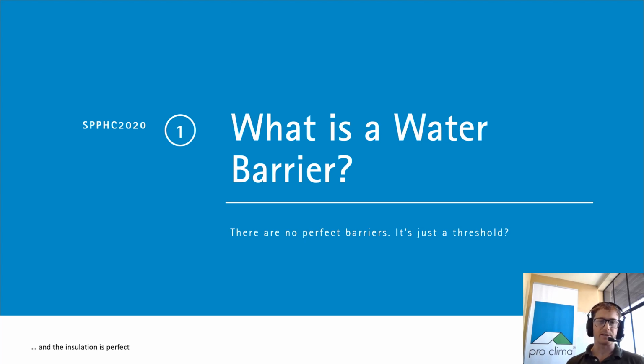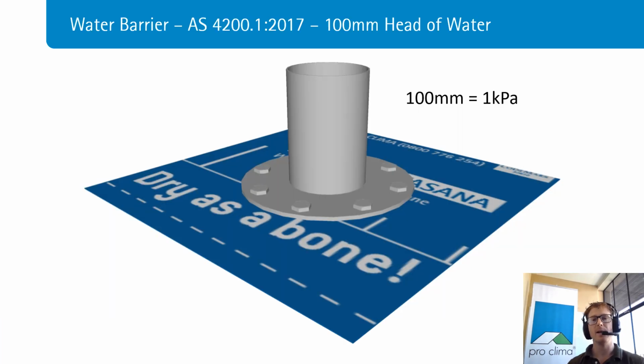So the second question we need to ask is, what is a water barrier? We need to understand that there are no perfect barriers, it's just a threshold. Everything has different degrees of how waterproof or how good they are at stopping water from passing through that particular material. The water barrier threshold set for pliable building membranes in Australia and New Zealand is defined by AS/NZS 4200 Part 1, and in Australia, the threshold is set at 100 millimeters head of water.